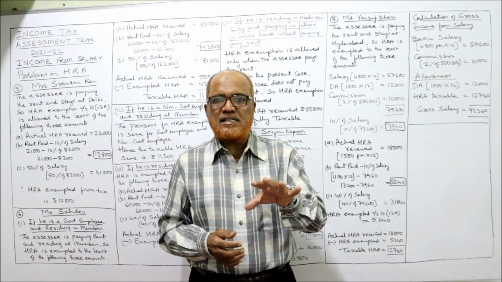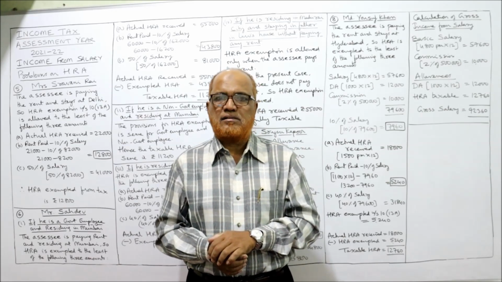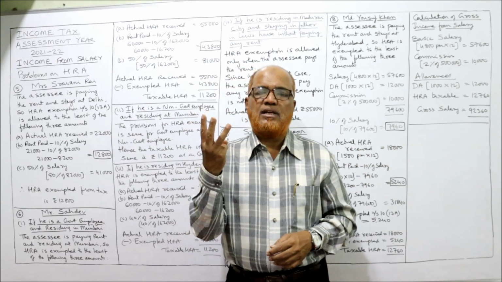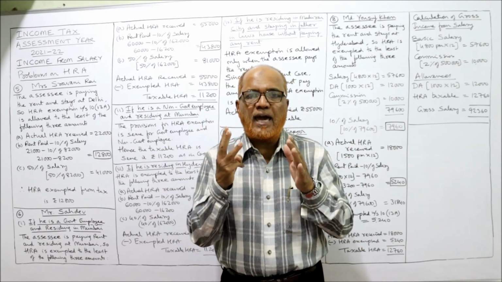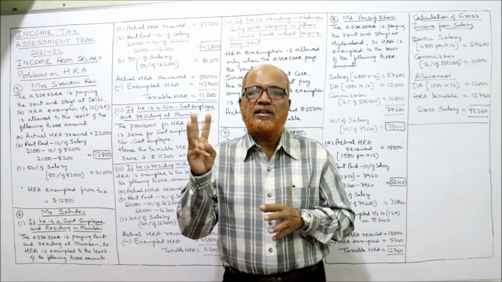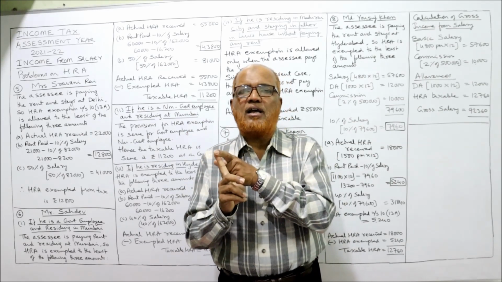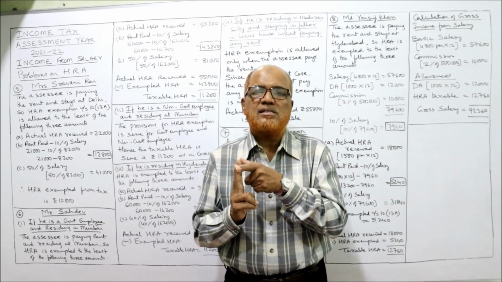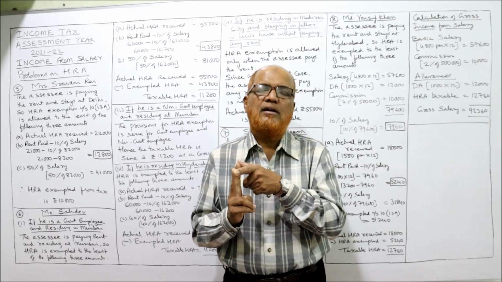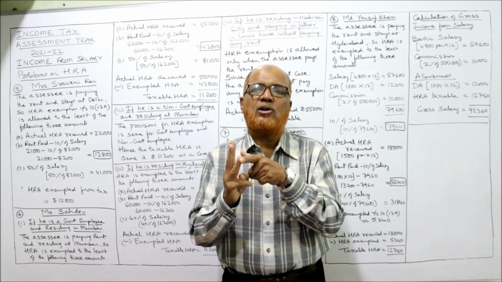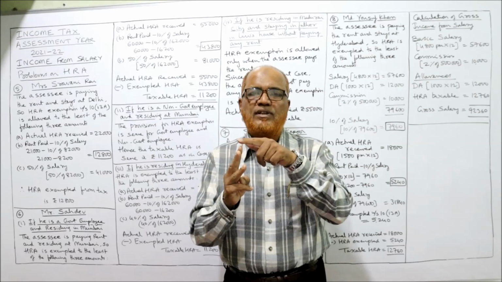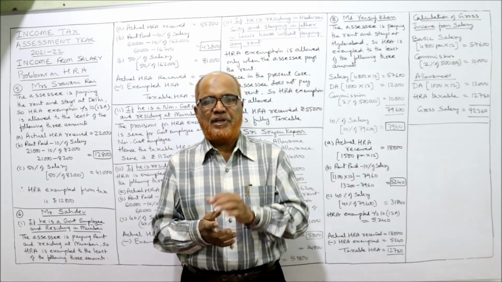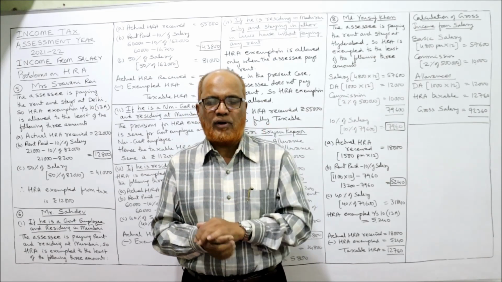If the assessee stays in the 4 metropolitan cities, Delhi, Mumbai, Kolkata, Chennai, the least of the following 3 will be allowed as exemption. Which are the 3? First, actual HRA received. Second, rent paid minus 10% of salary. Third, 50% of salary. The least of these 3 will be allowed as exemption under section 10(13)(a) if the assessee is living in the 4 metropolitan cities.